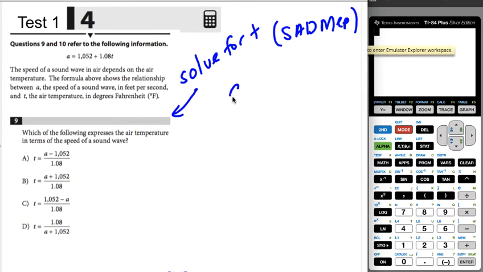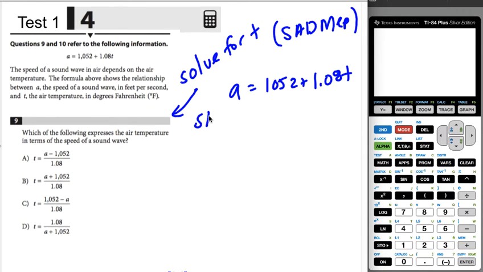So I have A equals 1052 plus 1.08T. I'm going to start with subtraction and addition. So I'm going to subtract that 1052 over, which means right away I can cross off the ones that have a plus, right? Because that's not right. And then that equals 1.08 times T.